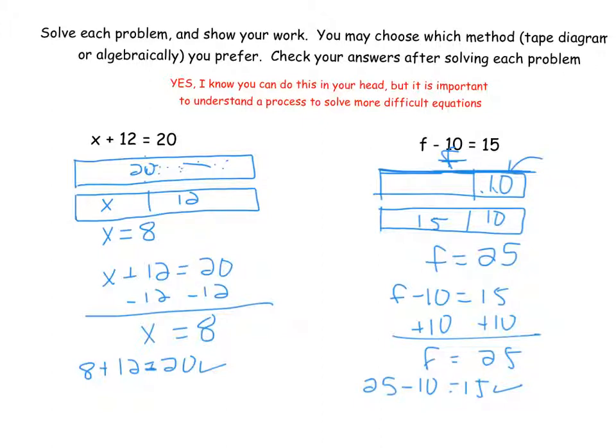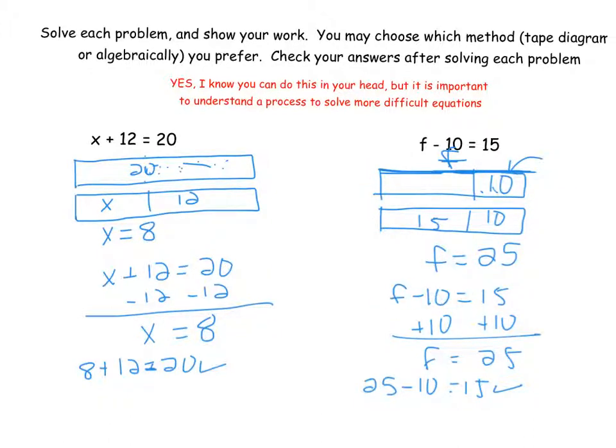For the subtraction, our first bar, the whole thing, stands for f, because it's subtraction. So f, and then I'm showing that I took 10 away, and when I took 10 away, I was left with 15. Now I can see that the whole bar must be 15 plus 10 is 25. So that's how you do it with the tape diagram.